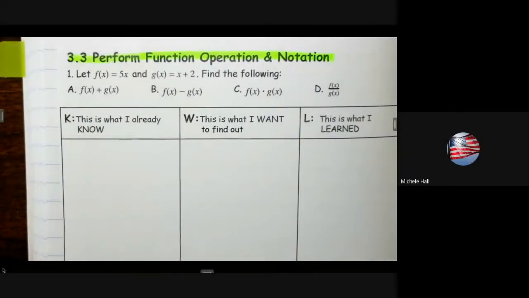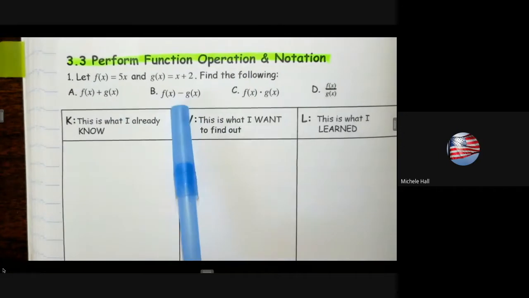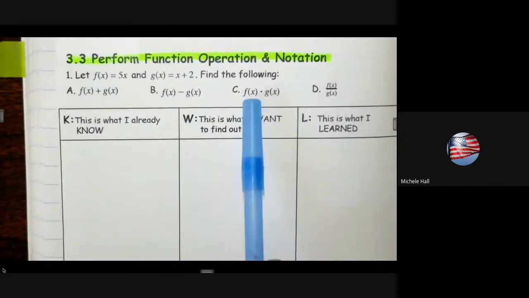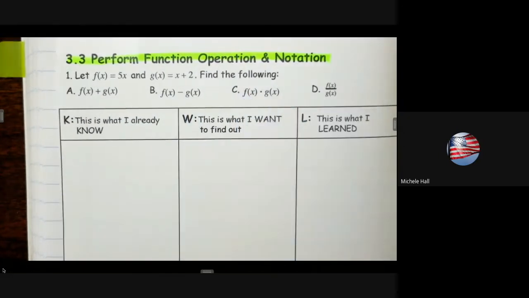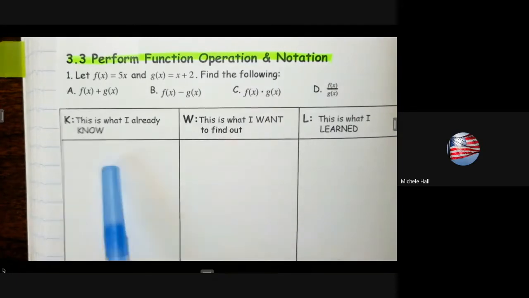All right, this is known as a KWL: what I already know, what I want to find out. This is what I learned. We have f of x equals 5x and g of x equals x plus 2. Find the following: f of x plus g of x, f of x minus g of x, f of x times g of x. If you already know this, then try the problem in this column.